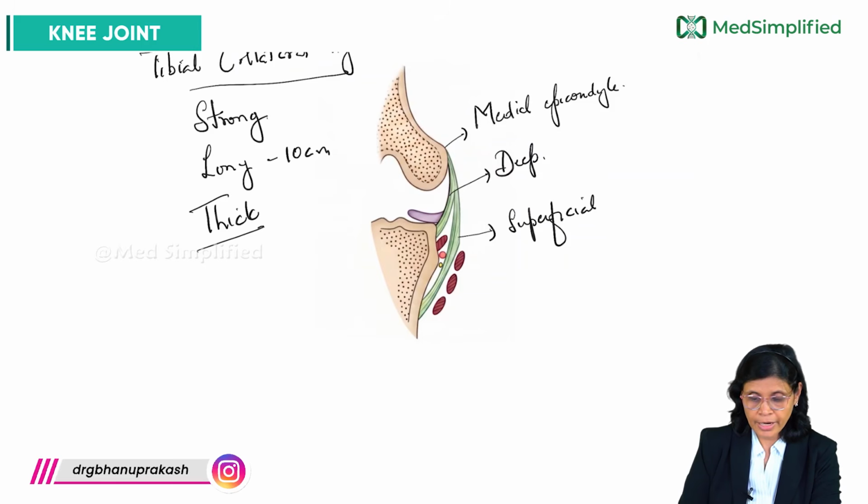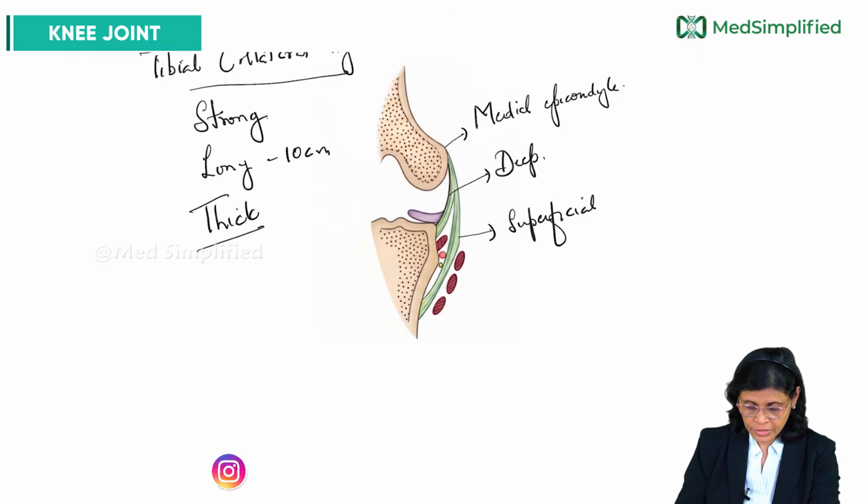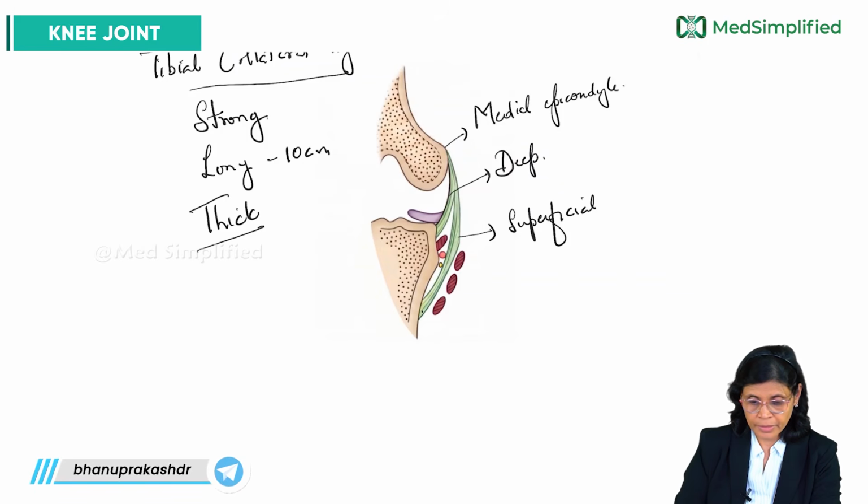Okay, superficial and deep band. So the superficial band is very long. It is attached below to the upper part of the medial border of the tibia, as well as to the posterior part of the medial surface of the tibia. Okay, so it will be attached there. And the deeper part of the ligament, if you see, is short and it blends with the fibrous capsule. So this will be blending with the capsule.